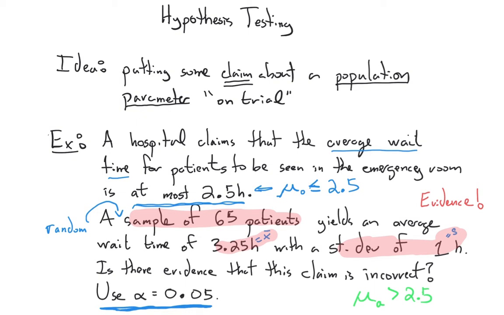So we'll write this up in a little more detail on the next slide, but that's the idea of what's happening here. Is the evidence that we gathered, this sample of 65 patients that have a mean of 3.25 hours and a standard deviation of 1, strong enough to say that the claimed population mean, 2.5 hours, is incorrect? So let's write that up on the next slide.